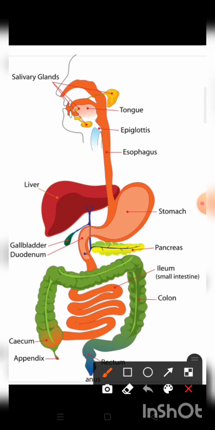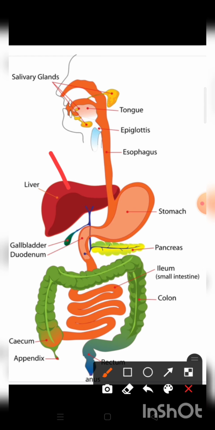Then the food enters into the small intestine. The small intestine is highly coiled and is about 7.5 meters long. It receives secretions from the liver and the pancreas. Besides, its wall also secretes juices. We already know that the liver and the pancreas glands are associated with the alimentary canal.